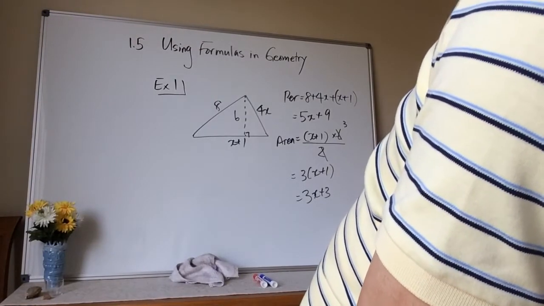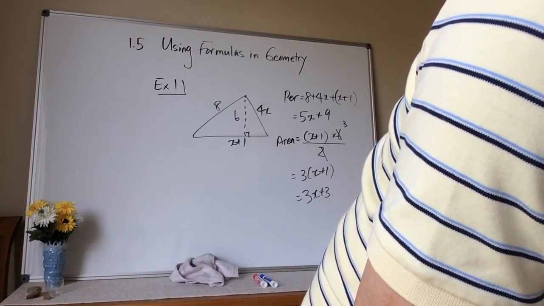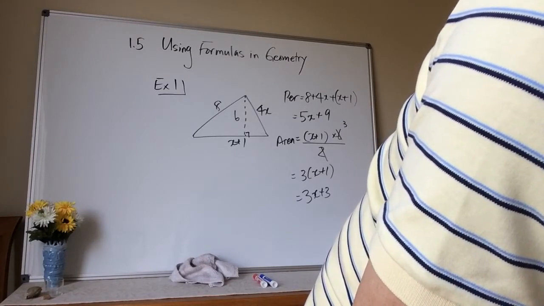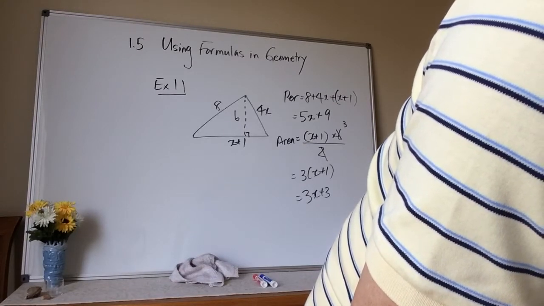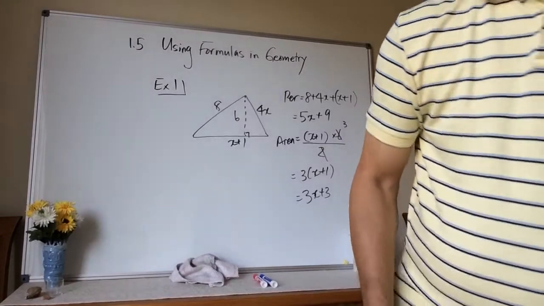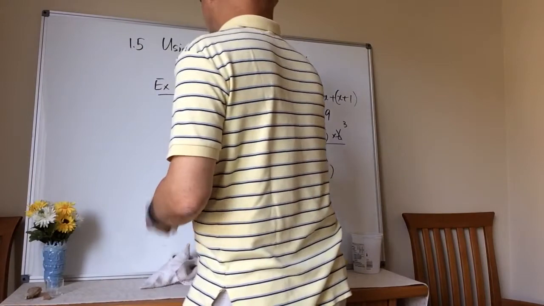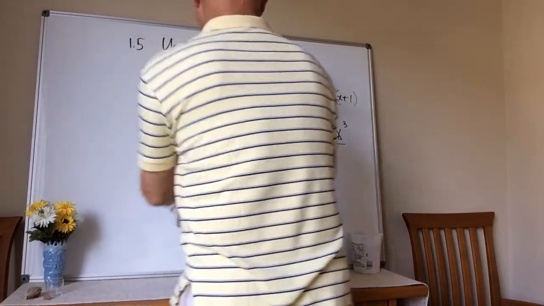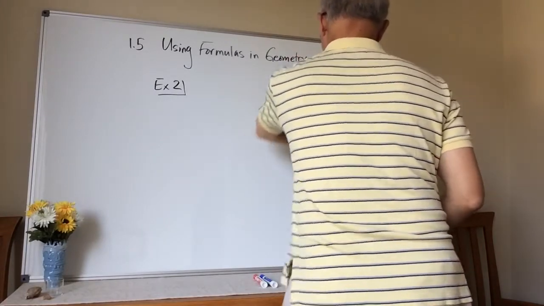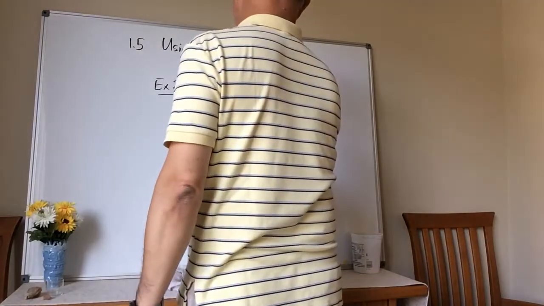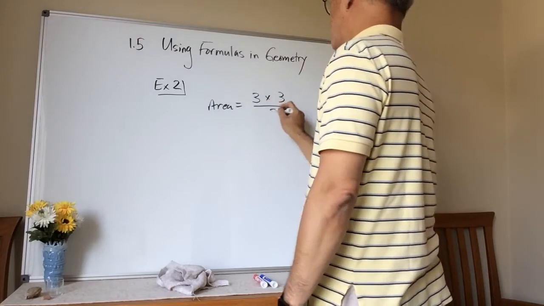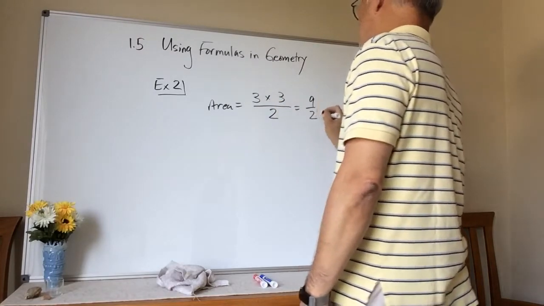Example number 2. A Texas Treasures quilt block includes 24 purple triangles. The base and the height of each triangle is about 3 inches. Find the approximate amount of fabric used to make the 24 triangles. So we have to find the area of each triangle. We are told the base and the height were the same, and they are 3. So the area is going to equal the base times the height divided by 2, 9 divided by 2.